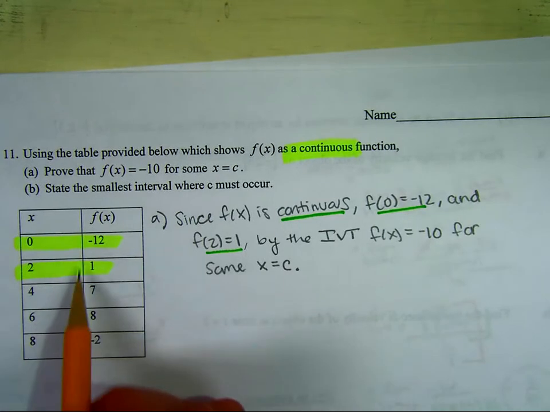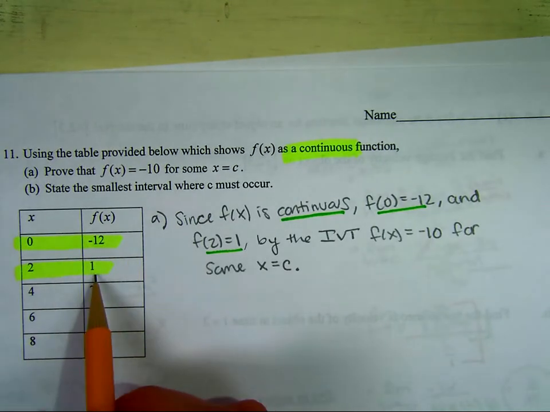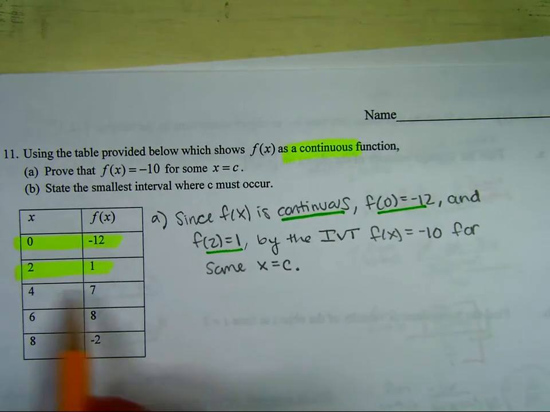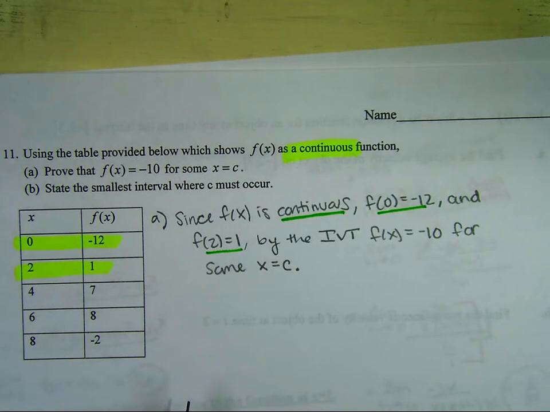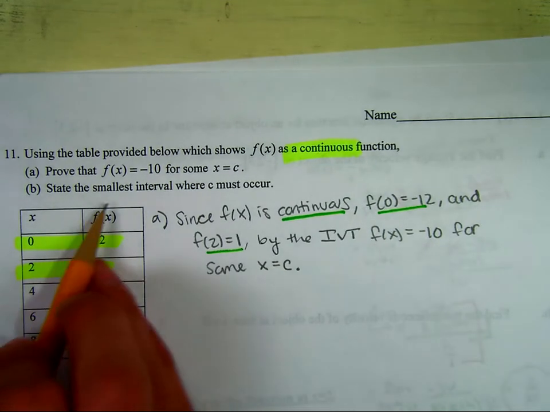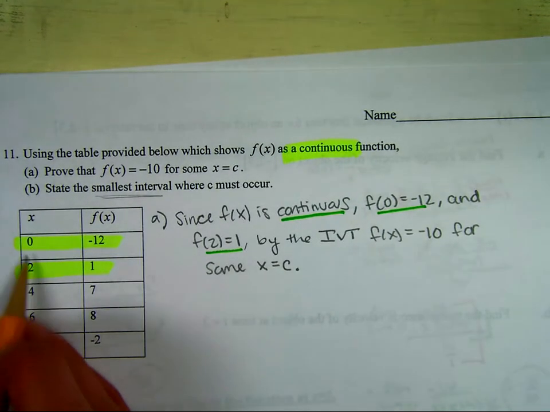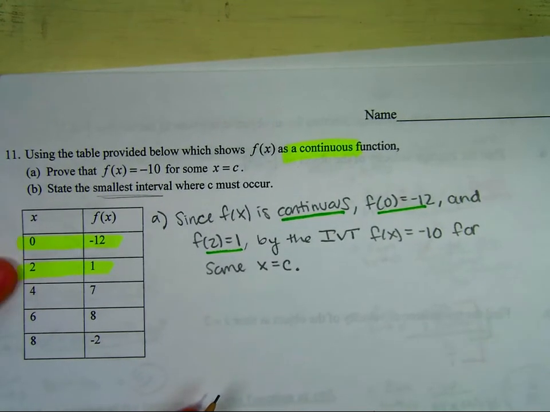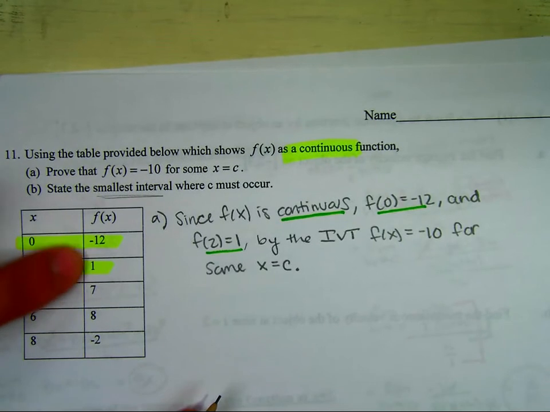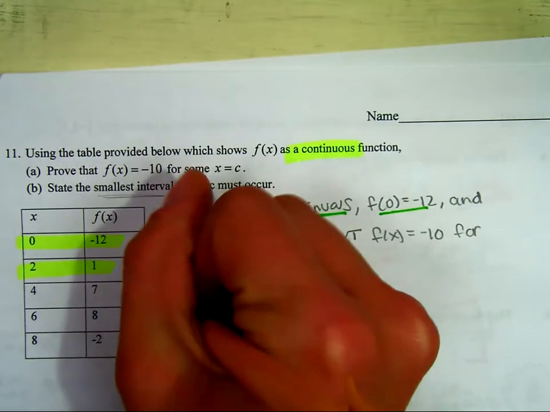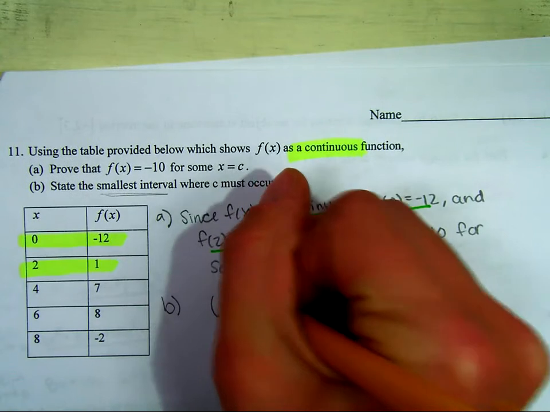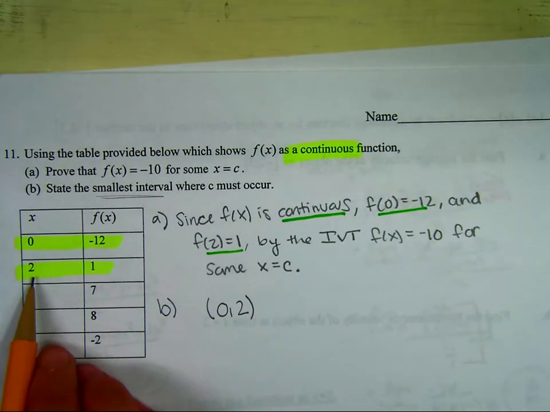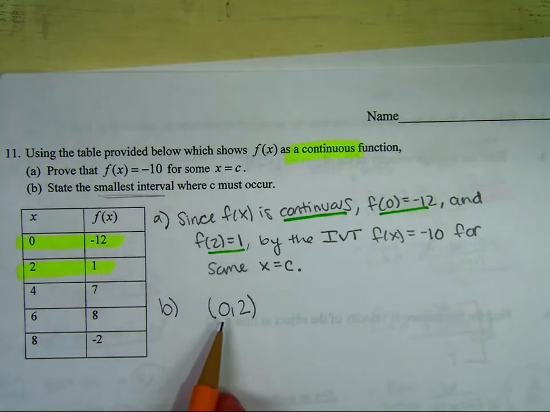All right, part B, it says, state the smallest interval where c must occur. And actually, it's right here. From -12 to 1, that's where that -10 would fall. So really, these other values are not important. So I would just say the smallest interval, and they're talking about x intervals, is from 0 to 2. If we're looking for an x value, it's going to be somewhere between 0 and 2 that our f of x will be equal to -10. I would use parentheses because it's definitely not at 0 or 2 where it's hitting -10. It has to be somewhere in between.